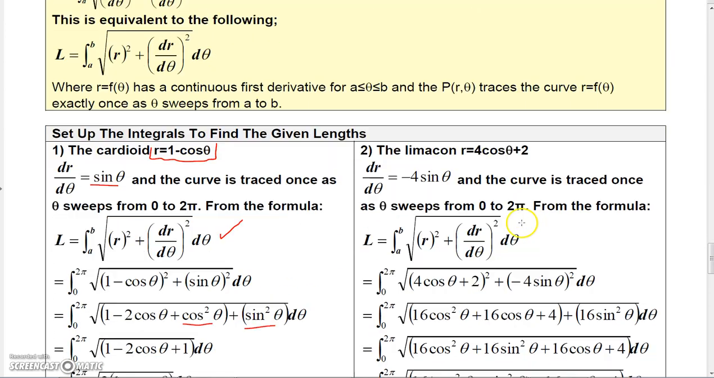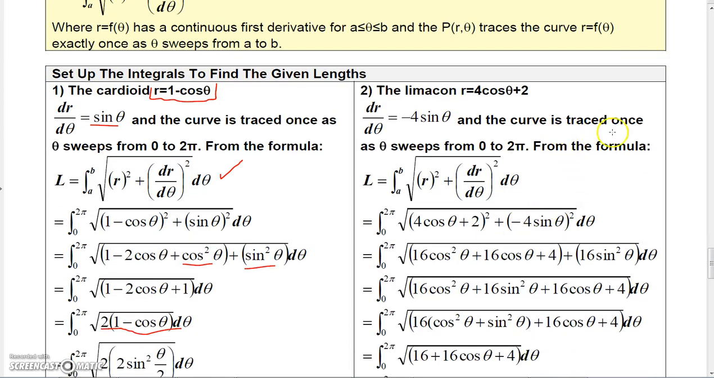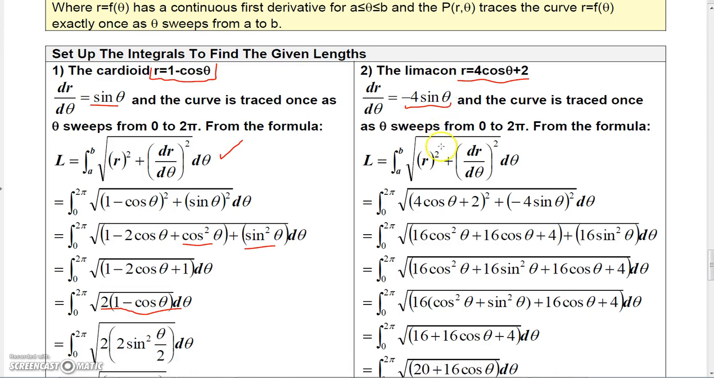Okay, let's do another one. How about this limacon here? It also sweeps from 0 to 2 pi on the theta. So the derivative is minus 4 sine theta. And so if we apply the same formula, we're going to put r squared here, 4 cosine theta plus 2 quantity squared, and then plus negative 4 sine theta squared.